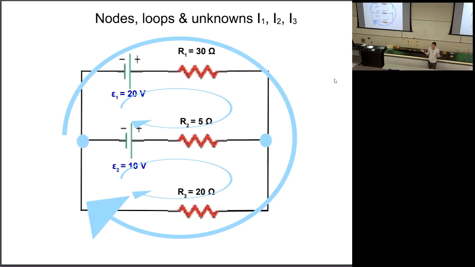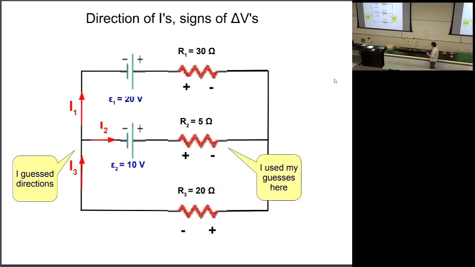I like this loop. You might want to look at which loops have fewer components in them, because fewer components means less chance of getting the potential difference sign wrong, or less work in adding up all the potential differences. Okay.